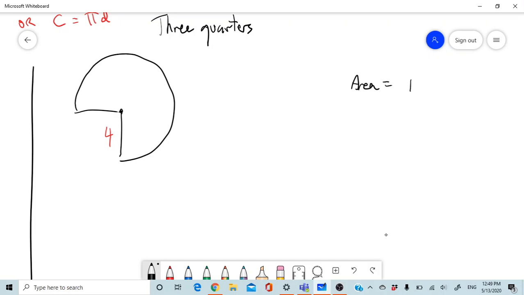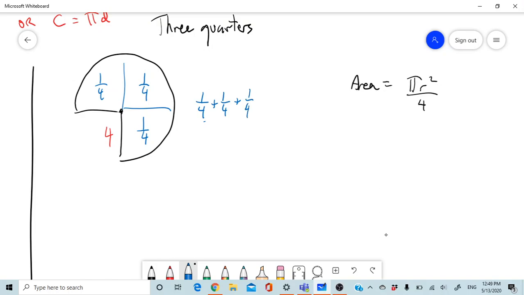equals pi r squared. Now this is divided by 4, because if we look at this, it is actually 3/4. So that's 1/4 plus 1/4 plus 1/4, which is 3/4. Let's write that down. 1 divided by 4 plus 1 divided by 4 plus 1 divided by 4 equals 3 divided by 4. That's how you add up fractions. So 3/4, so I need to times it by 3. So that's one way of writing it.